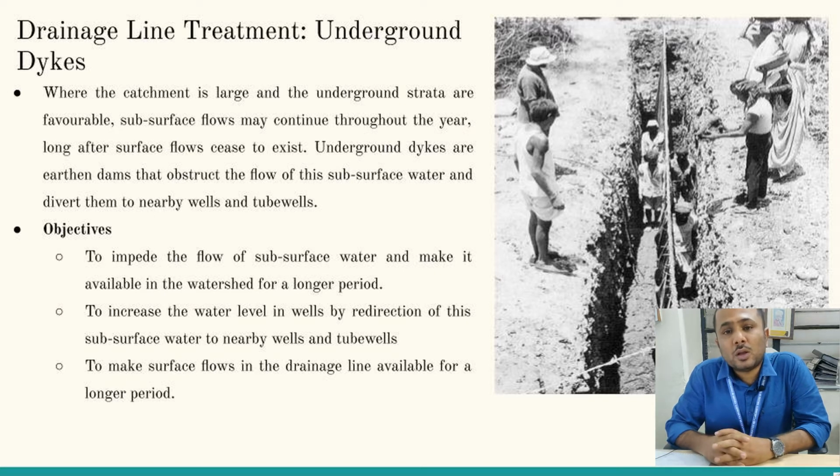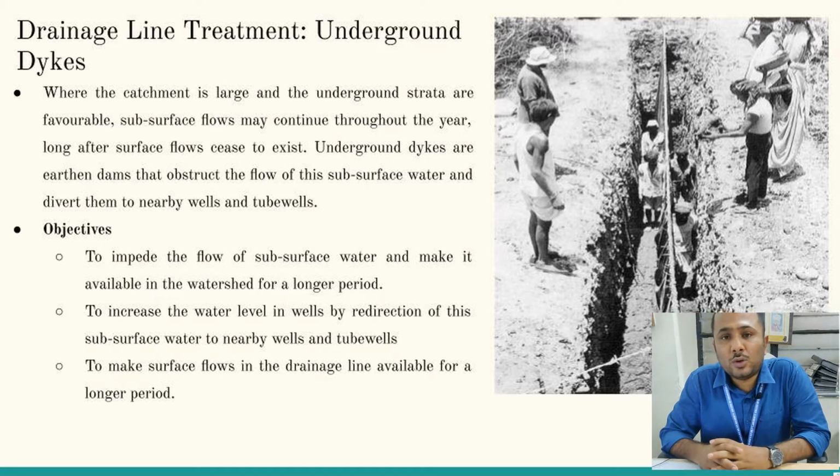Okay, now the first major intervention that is done in the subsurface flow is underground dykes. Underground dykes are basically trenches that are driven across the cross section of a river. Then that trench will be filled with some impervious material, that is clay and plastic sheet. By using these two materials, we try to stop the flow of water beneath the river bed.